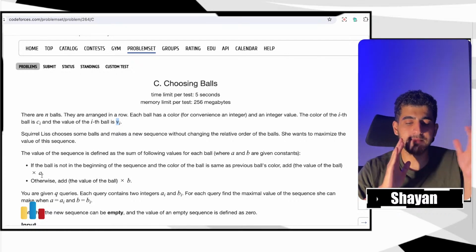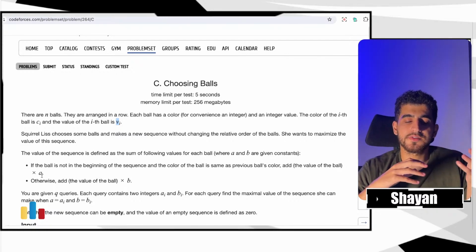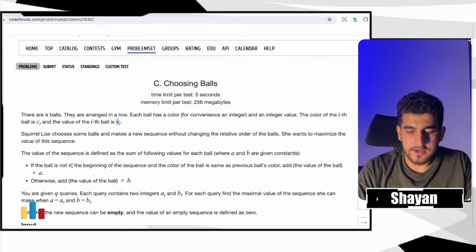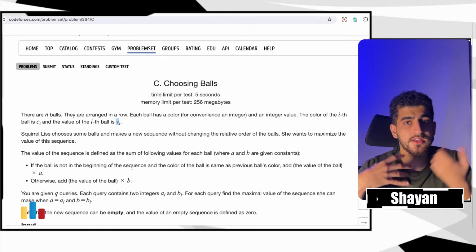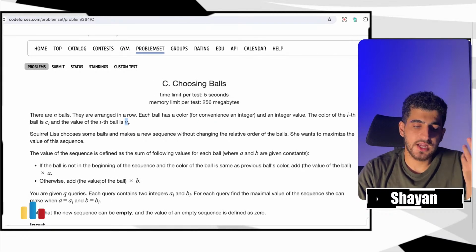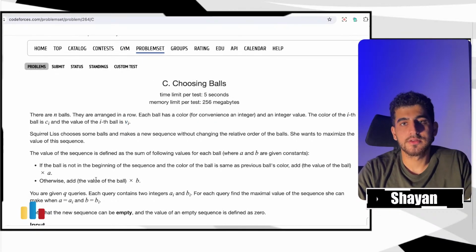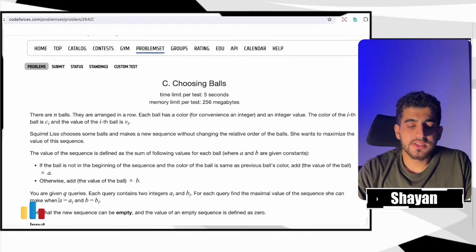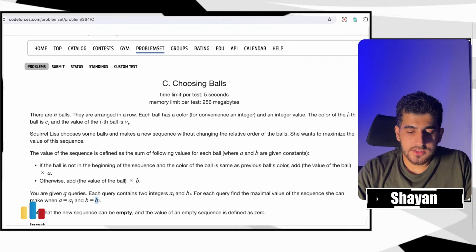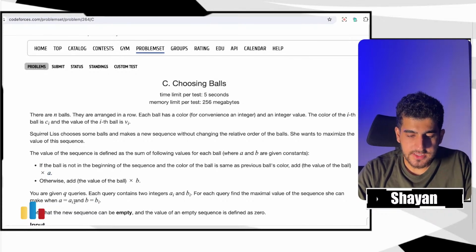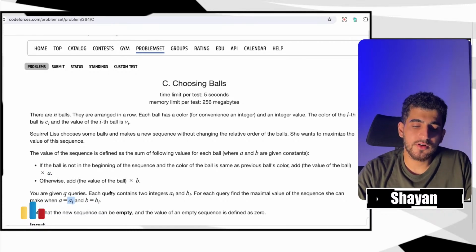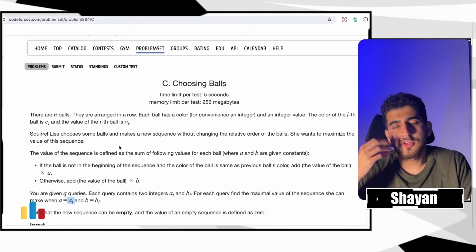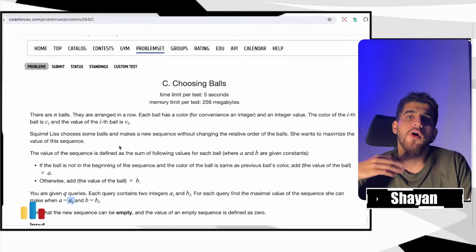If the ball is not in the beginning of the sequence and the color of the ball is the same as the previous ball, we add V sub I times A. Otherwise, if it is either in the beginning or its color is not the same as the previous one, we just add the value of the ball times B. So each time as a query, you are given the values A sub I and B sub I, and you need to consider that your A is equal to this A sub I and your B is equal to this B sub I. And then you need to make a subsequence of all the balls.